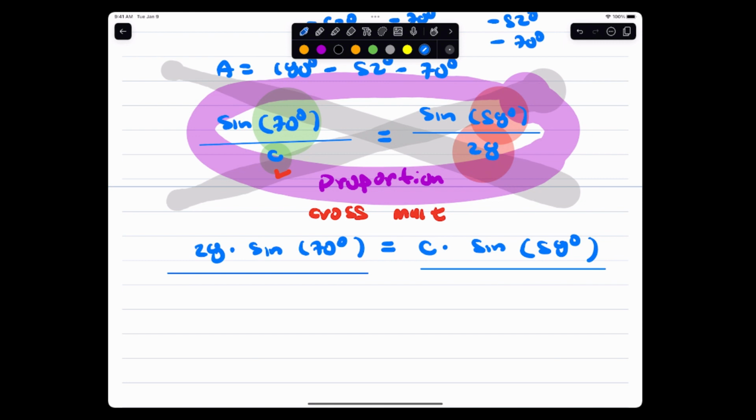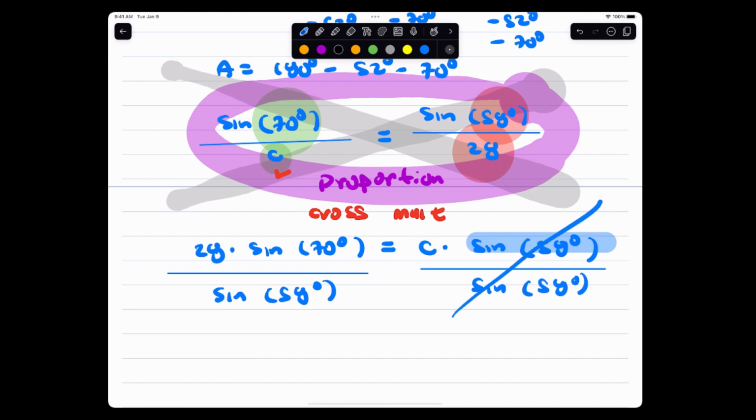What are you going to divide both sides by now? Sine of what? That's a number, is that right? So you're going to divide both sides by sine of 58 degrees, because it's going to cancel on this side. Sine of 58 degrees, in case you didn't know, is a number. Make sure your calculators are set to degrees, ladies and gentlemen.